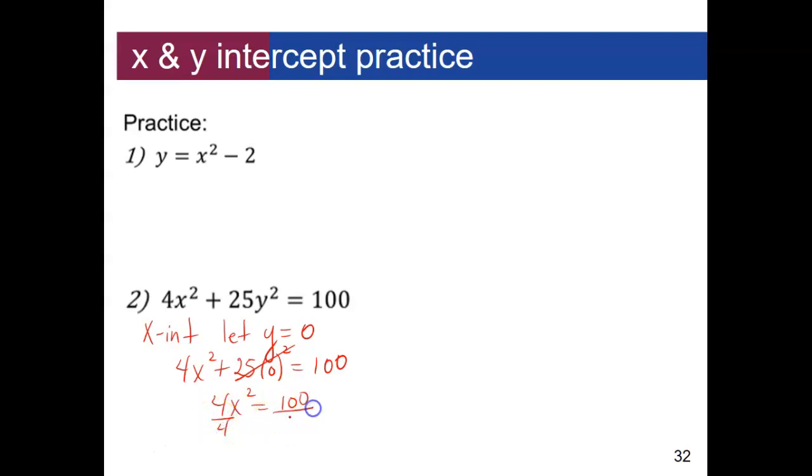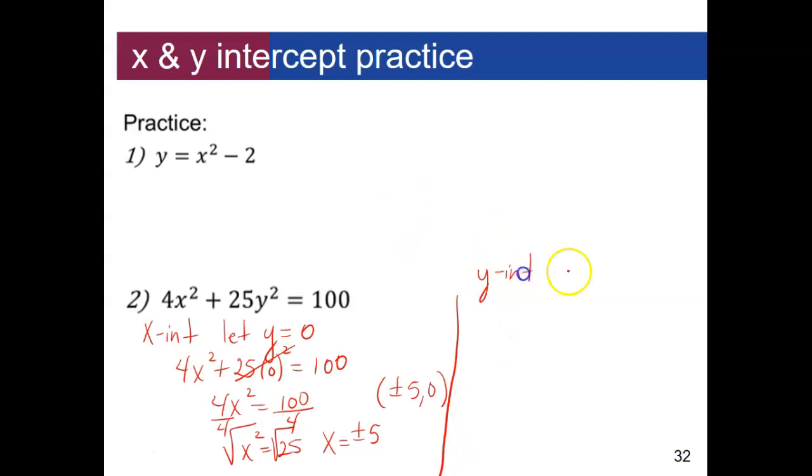We'll divide by 4, and we'll get x squared equals 25. So we'll take the square root of both sides, and so x is going to be plus or minus 5. So our coordinates are plus or minus 5, comma 0. So that would be my x-intercept. The y-intercept here, we're going to let x equal 0. So we'll have 4 times 0 squared plus 25y squared equals 100. This term goes away, and you've got 25y squared equals 100.